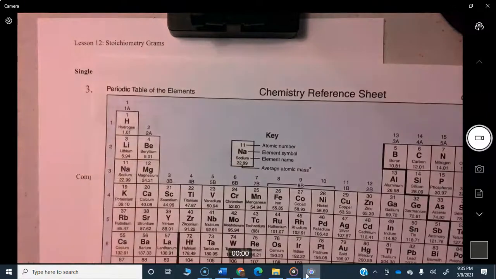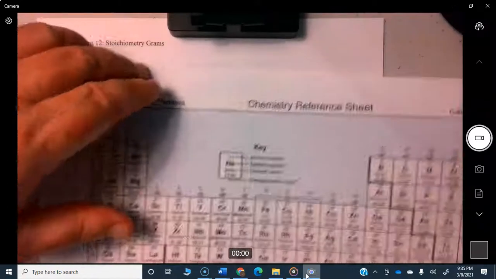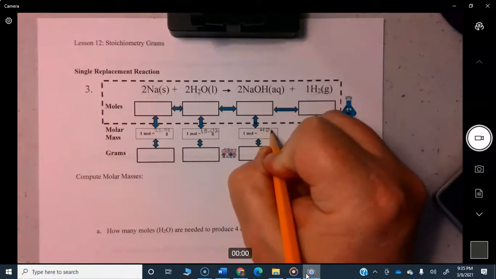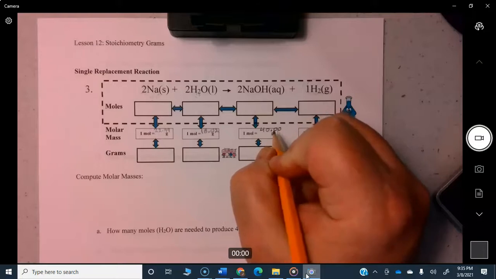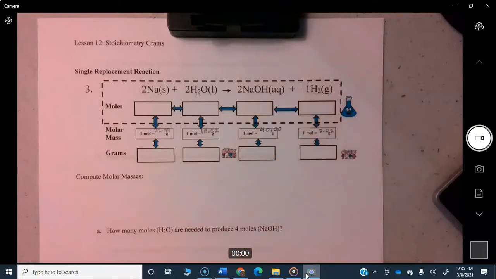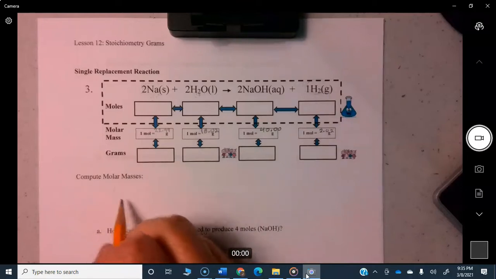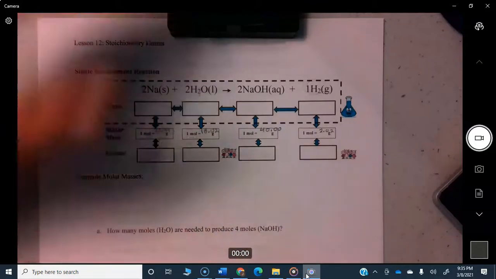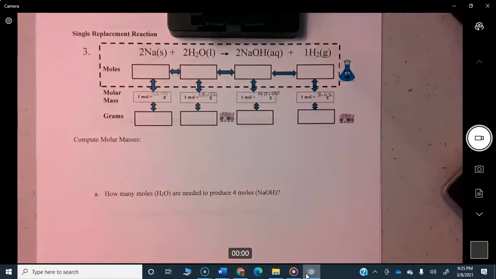So let's add those up. 22.99 plus 16 plus 1.01, and it gives you exactly 40. But you still want to put the 2 decimal places after, so it's 40.00. So sodium hydroxide is an easy one to remember as well. So there's all your molar masses. Now if you needed to break them out, you could have done the Na and the O and the H down here. So I gave you room to compute it if you needed to. Okay, let's go ahead and start.